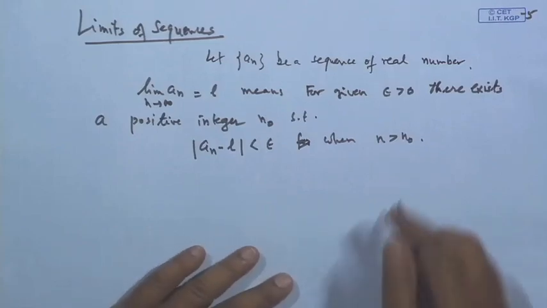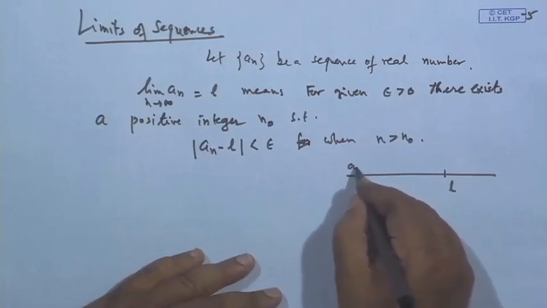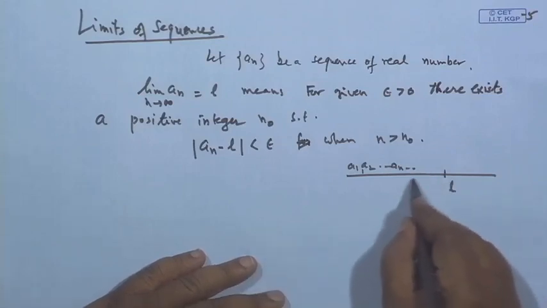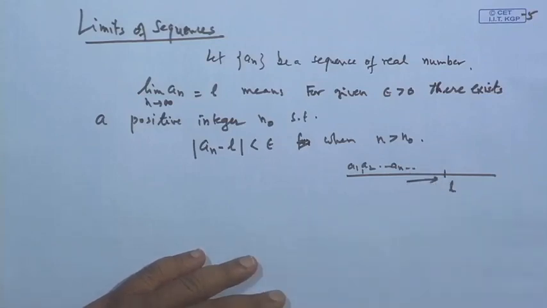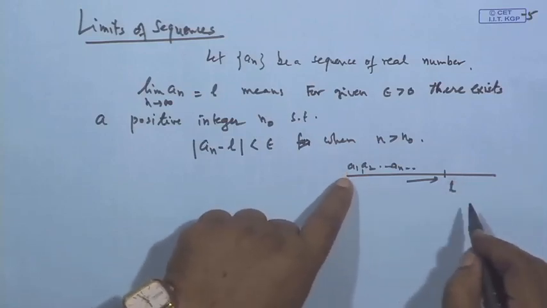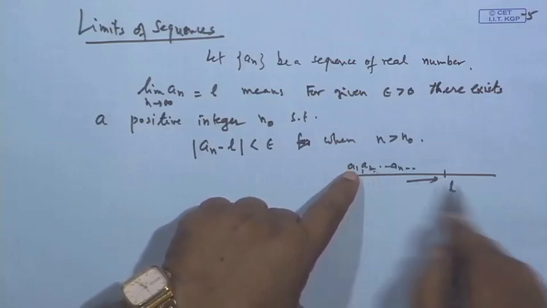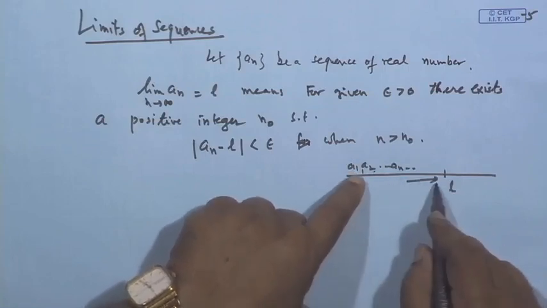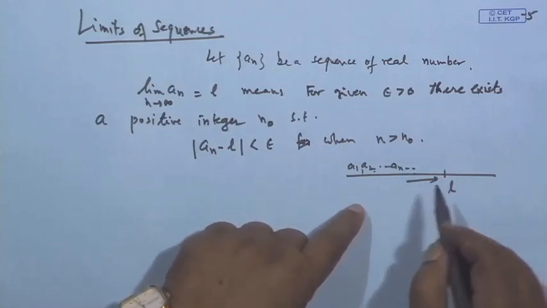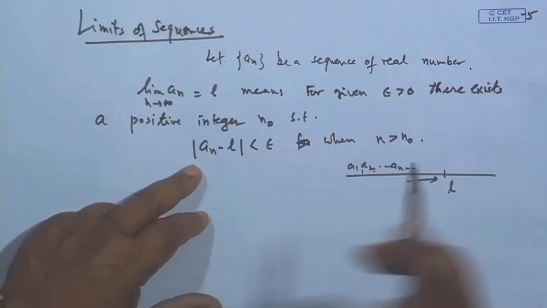The meaning of this is very clear. Suppose we have this number L and there are the sequences a 1, a 2, a n and so on. We say this sequence converges to L. It means that if we find the distance of each term from L, then this distance keeps on reducing to 0, then we say the sequence a n converges to L. Basically, this mod is the distance. This mod means the absolute difference between the two values.